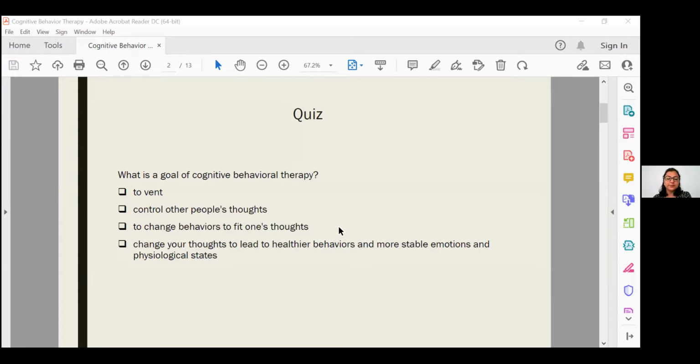Okay, so if you say 3, to change behaviors to fit one's thoughts. If I have a very depressing thought and I change my behavior to fit my depressive thought, would that work? Not really, right? So what we want our client to do is go towards a healthier environment and a healthier physiological state and a healthier thought. Behavior, emotions and thoughts are 3 things. We want them to be in a positive spectrum or in a healthier spectrum. Okay. Next.